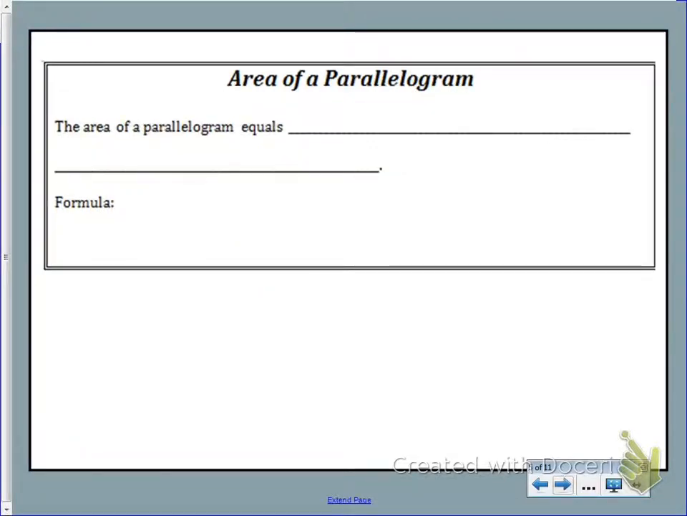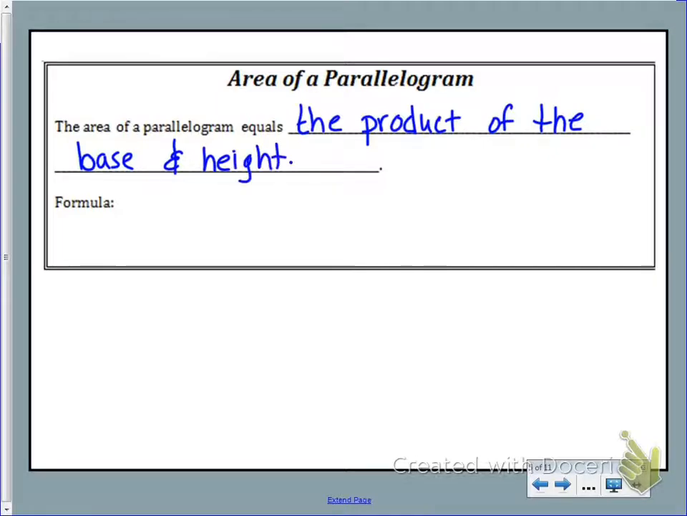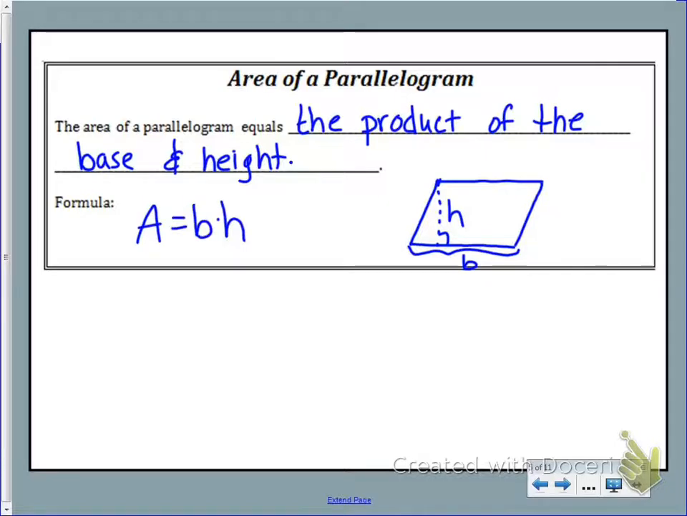The area of a parallelogram may be new to you. So we're calculating the area of a parallelogram. It equals the product of the base and height. Keep in mind product means to multiply. So our parallelogram looks like this. And essentially what we're going to do is multiply the base with the height. Now I want you to keep in mind this formula is the exact same formula as when you calculate the area of a rectangle, and yet they're different shapes.